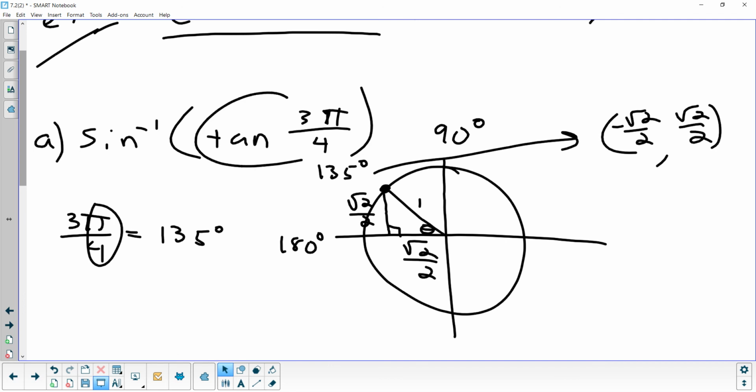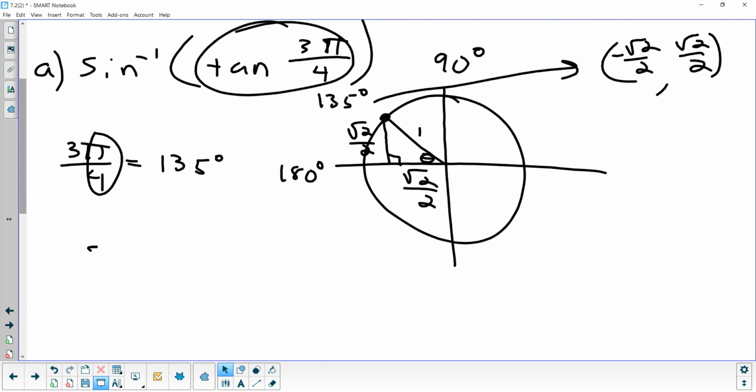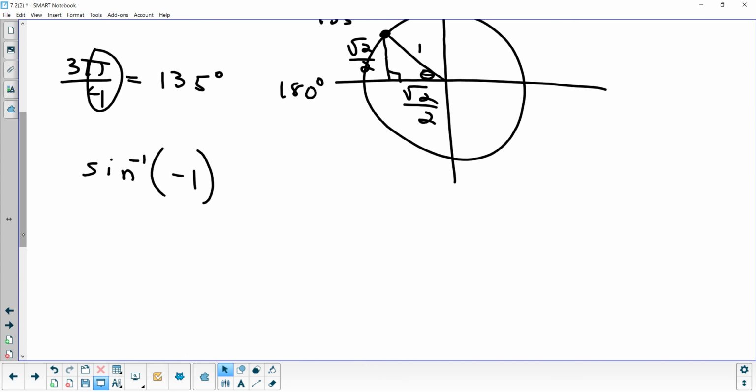So now we know what this whole thing is. We just simplified it. So now this problem really turns into this: I want to know the inverse sine of negative 1. Well, whenever we do inverse trig, what kind of answer do we always get? Now this is kind of going back to what I just showed you.